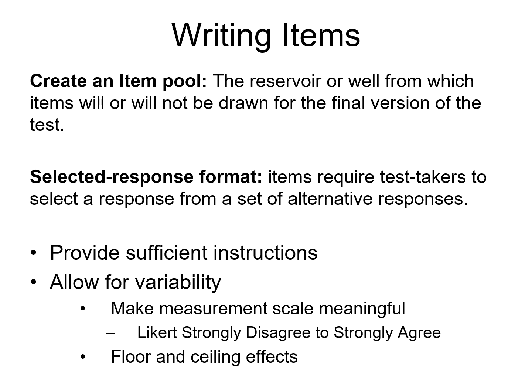We then also want to select a response format. Items require test takers to select a response from a set of alternative options. So what is the actual response option that people are going to be using? Because this will also adjust how we actually write the items. We want to provide sufficient instructions and allow for variability. Make the measurement scale useful, like the Likert strongly disagree to strongly agree scale. We also need to think about floor and ceiling effects, which I'm going to talk about in some additional slides.